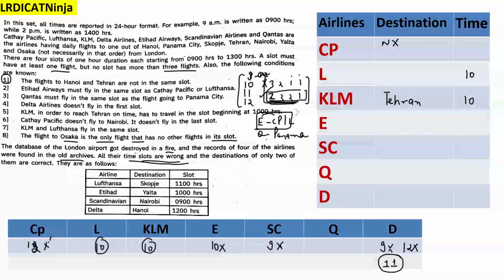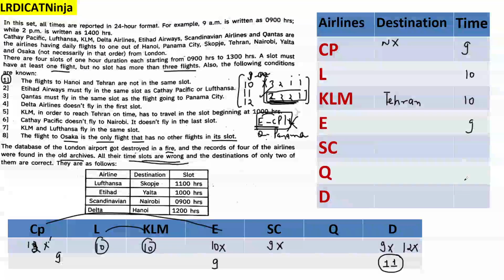So there is only one flight at 11. The 10 a.m. slot is already full. CP cannot be in the 12. Obviously Etihad and Lufthansa cannot be in the same slot, because Lufthansa is already fixed at KLM and there cannot be three flights. So Etihad and CP should be in the same slot. What slot can it be? Can it be the 12 slot? No. Can it be the 11 slot? No. Can it be the 10 slot? No. So the only possible slot is 9 a.m. So we can fill it in: CP is at the 9 slot, Etihad is also at 9, and Delta is at 11.